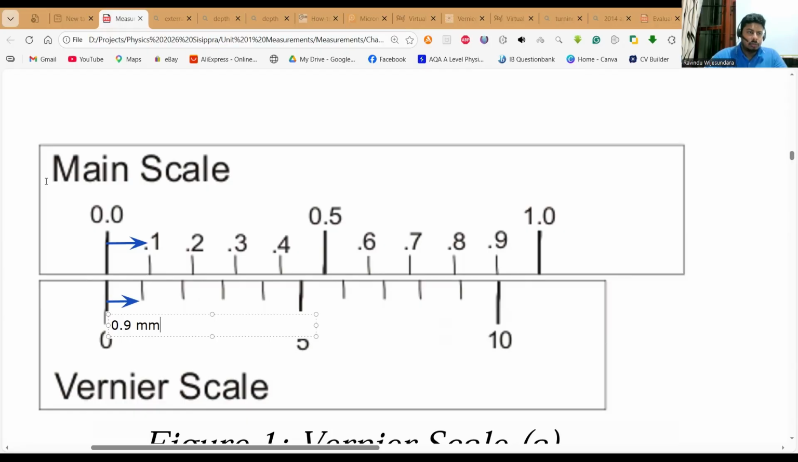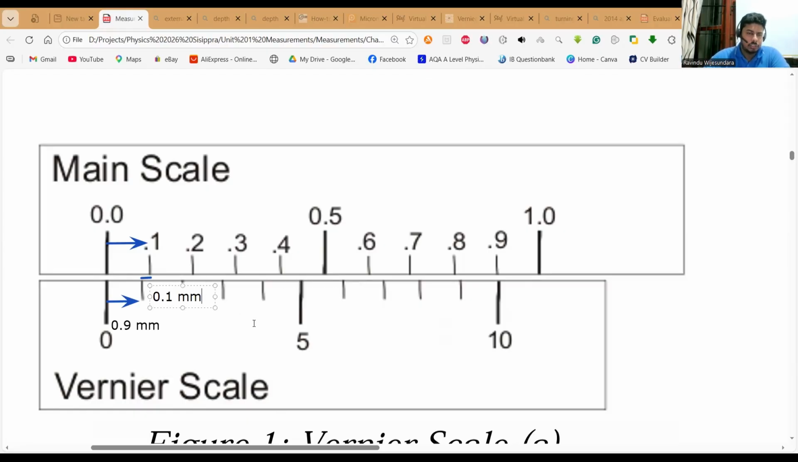So the least count of this one will be the smaller division from here to here. That is the difference between the first measurement and the second measurement. So the first one is 1 millimeter and this is 0.9 millimeters. Therefore, the least count is 0.1 millimeter. So the least count is 0.1 millimeter here. It is 0.1 millimeters, right? I hope this is clear how to calculate the least count.